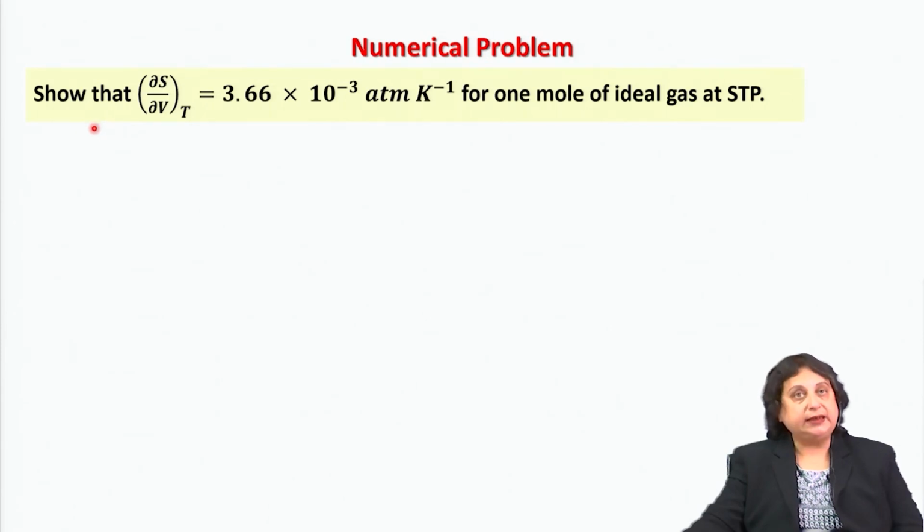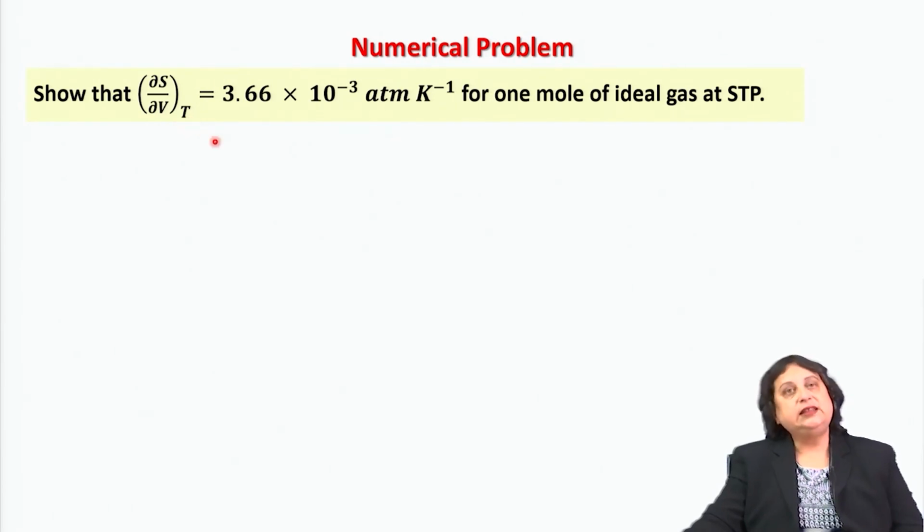So, let us have a look at this first problem where the question given is as follows. Show that the variation of entropy with respect to volume under isothermal condition is equal to this amount for 1 mole of an ideal gas at STP, standard temperature and pressure. And therefore, to know the variation, we have to find out the partial derivative of S with respect to V at constant temperature. So, then the question is, where do I start from?